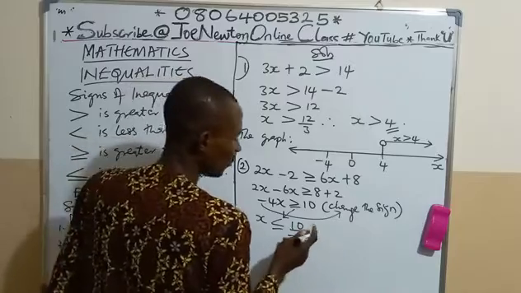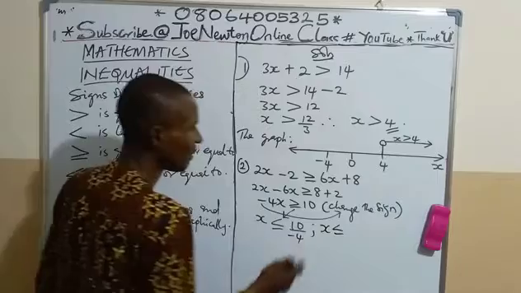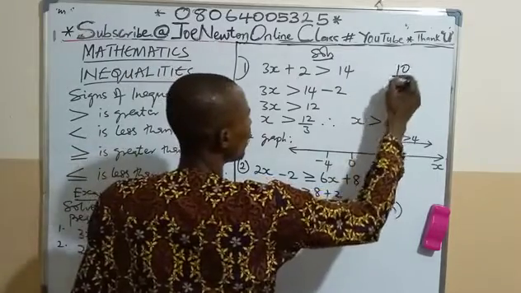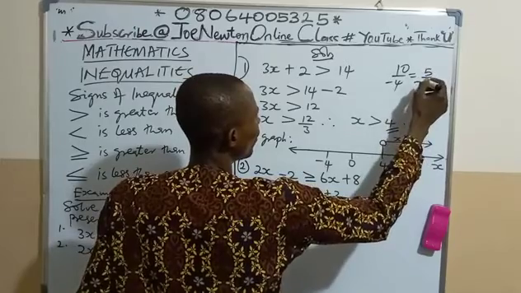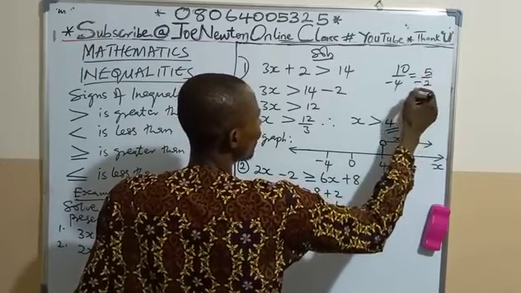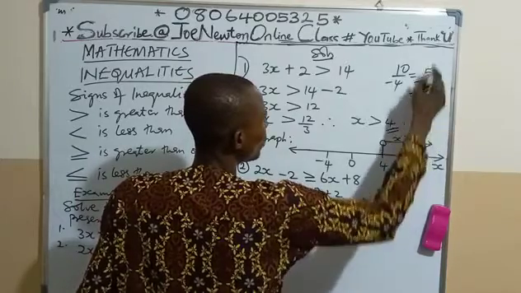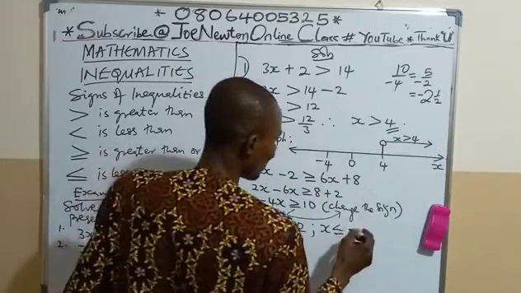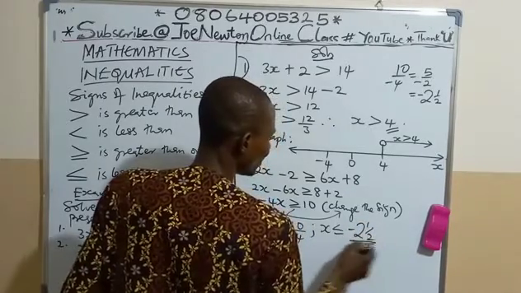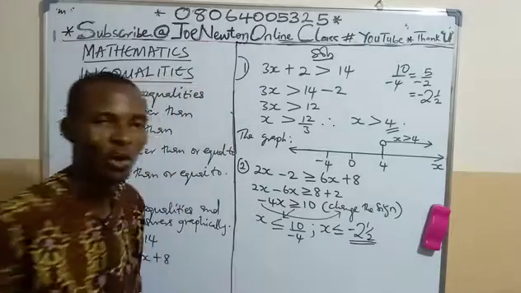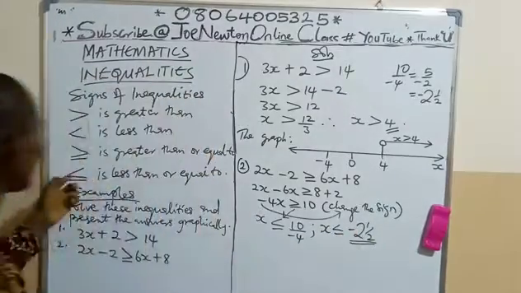That will give us x is less than or equal to 10 divided by minus 4, which simply gives us 5 over minus 2, and 5 divided by 2 gives us minus 2 whole number 1 over 2, that's 2.5. So x is less than or equal to minus 2 whole number 1 over 2. That's what we get. Look at the signs here.